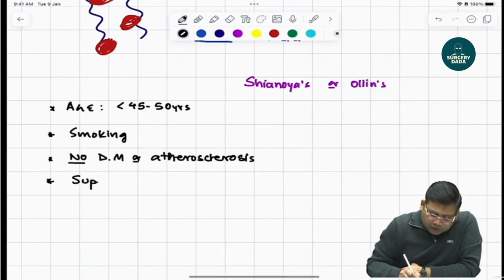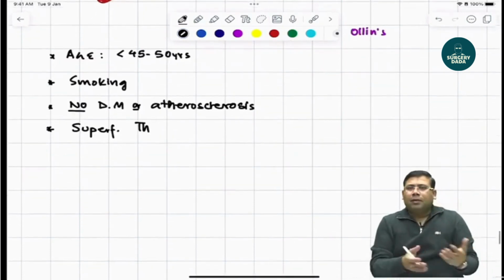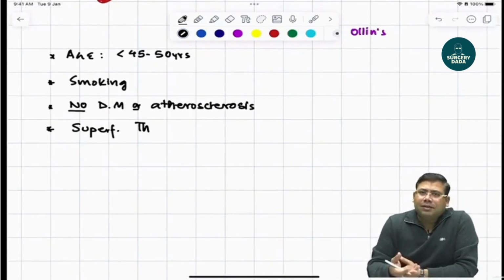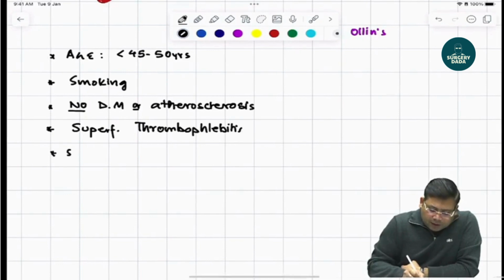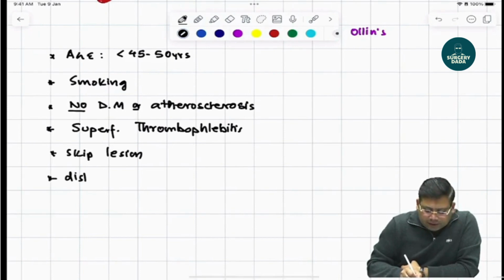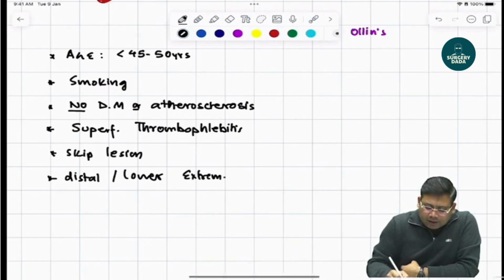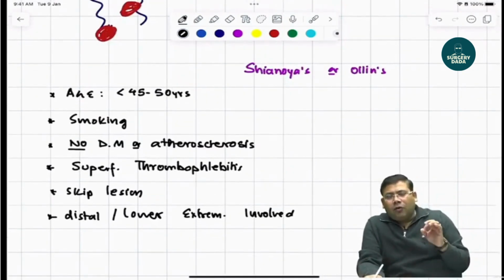Students, superficial thrombophlebitis might be there. That is the classical sign that we see in Buerger, and some malignancies of the GI tract also. So superficial thrombophlebitis might be there or not. Presence or absence of skip lesions. And do you know, distal lower extremities are involved first. So distal lower extremities are commonly involved, and this is the classical Shionoya or Olin criteria.